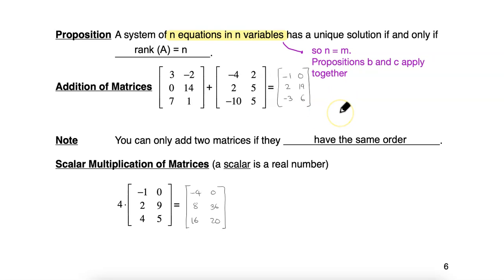Okay, now back to pre-calculus stuff, so things we actually know. Addition of matrices. You can add two matrices entry by entry, so 3 plus -4 equals -1, etc. You can only add two matrices if they have the same order. So a 3 by 2 can be added to another 3 by 2 matrix. Scalar multiplication of matrices. A scalar is a real number. So what you do is you just distribute the scalar to every entry, so 4 times -1 equals -4, etc.